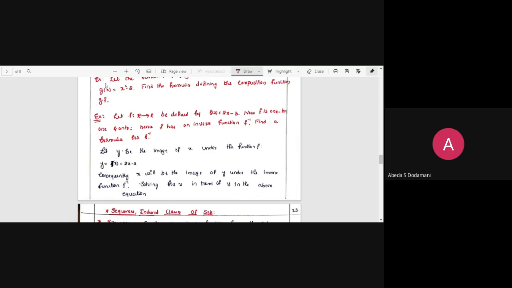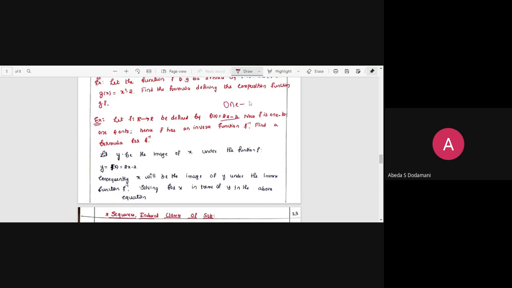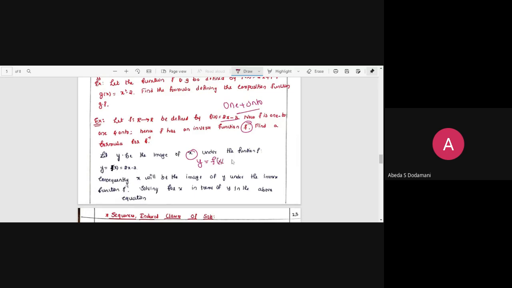They are mentioning everything. They told that it is one-one and it is also onto. When it is one-one plus onto, that implies it has to have what? Inverse. So hence we have to find out the formula for inverse. So let's find out. Let y be the image of x under the function. So we consider y is equal to f of x, which is given as 2x minus 3. Consequently, this x will be the image of y under the inverse, that is f inverse.